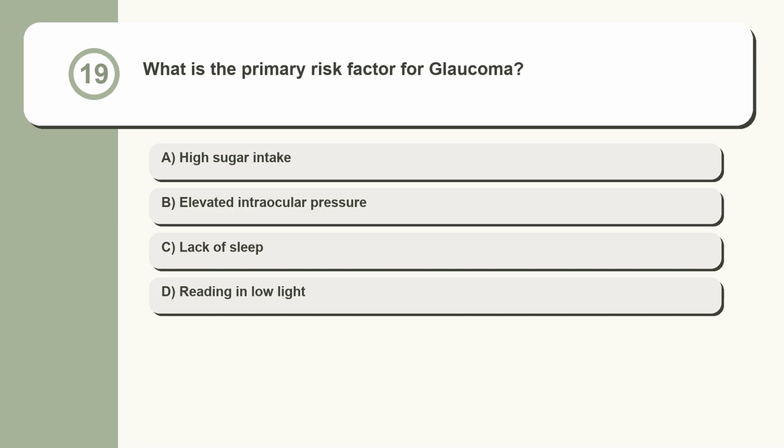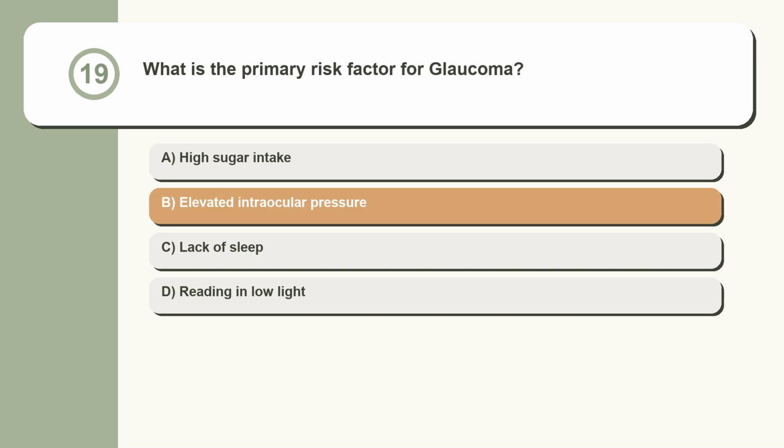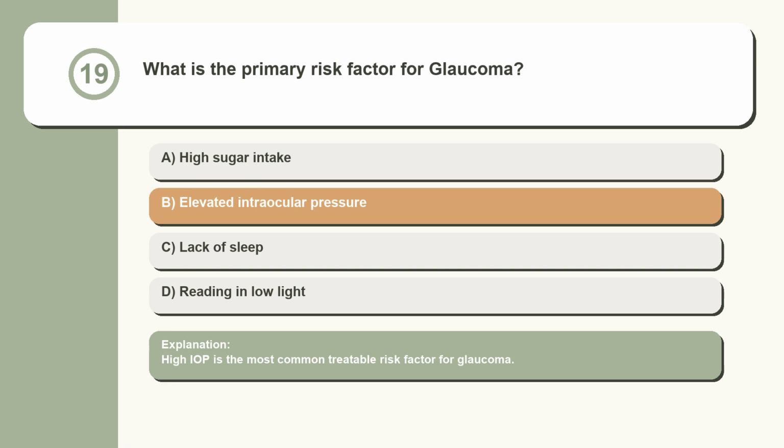Question 19. What is the primary risk factor for glaucoma? High sugar intake, elevated intraocular pressure, lack of sleep, reading in low light. High IOP is the most common treatable risk factor for glaucoma.